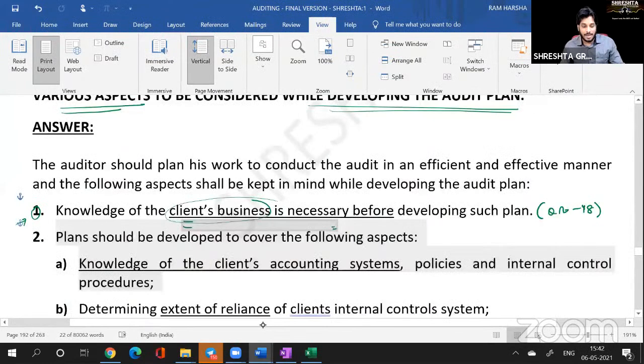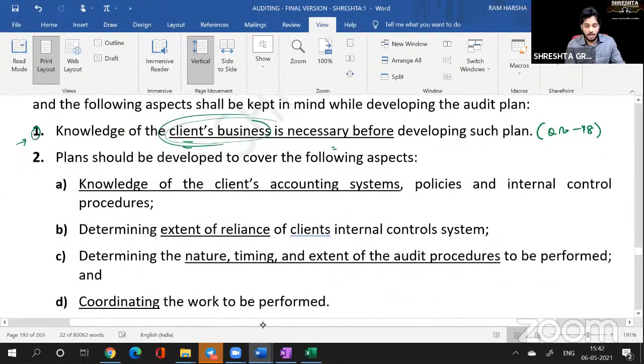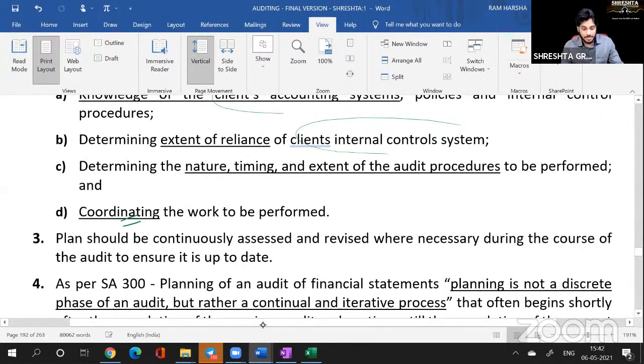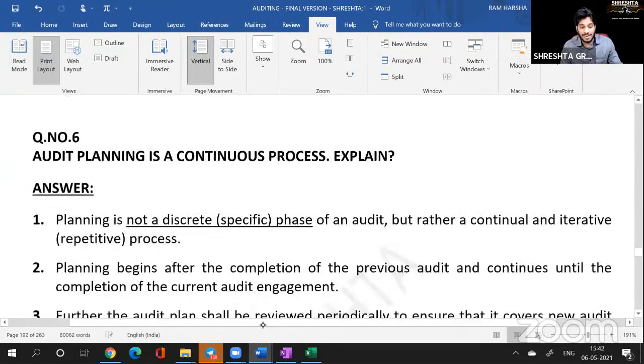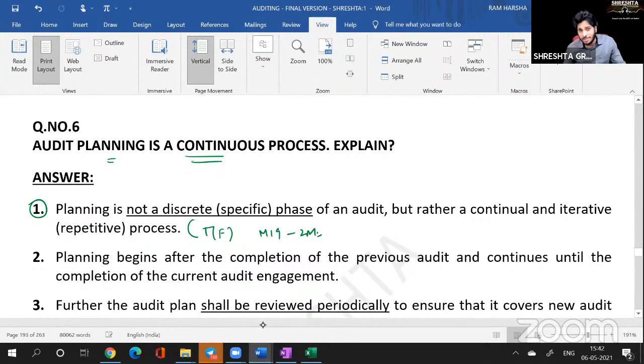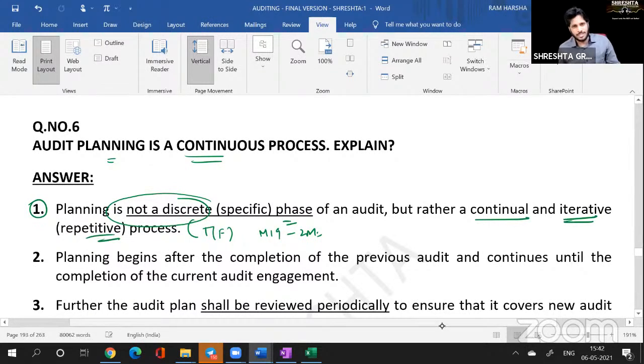While developing the plan, auditors should get knowledge of the business, knowledge of the accounting system, how far the client's internal controls are correct, and how to coordinate the work. And one more point, the standard also clarifies that audit planning is a continuous process. This is a true or false statement given in May 2019 for 2 marks, where many students failed to answer. The statement is: planning is not a discrete phase of an audit, but rather a continual and iterative process. What is meant by that?